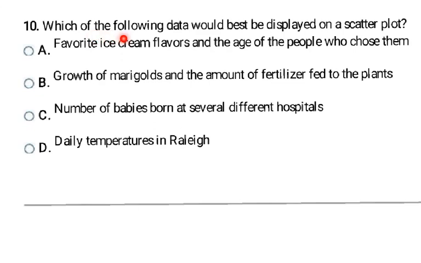Last example. Which of the following data would be best displayed on a scatter plot? The favorite ice cream flavors and the age of people who choose them. Well, favorite ice cream flavors would be chocolate, vanilla, strawberry. Those aren't numbers. We have to have numbers to work on a scatter plot. So this would be better off as a bar graph, not a scatter plot.